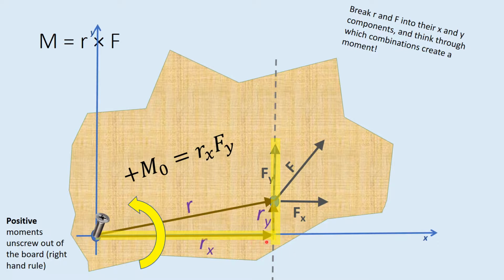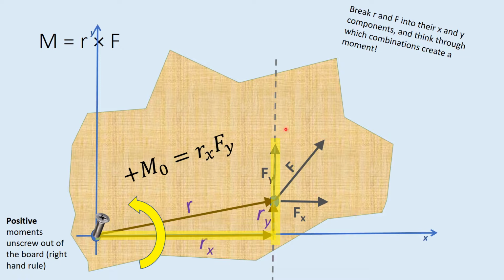Combine the X component of the position vector with your Y component of the force, and that perpendicular combination is going to rotate it counterclockwise. You can either apply the right-hand rule or think of it like a bolt. If you're unscrewing it and it's coming up out of the board, that would be the positive direction. So counterclockwise is positive: a positive moment created by positive Rx and positive Fy.